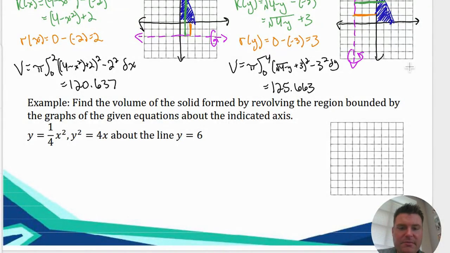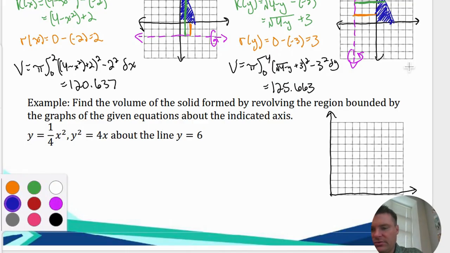Okay, so we're going to find the volume of the solid formed by revolving the region bounded by the graphs of the given equations and the indicated axis. So here we go. First one's going to be a parabola. I'm guessing this is going to be all in quadrant 1. I'm pretty sure that's going to be accurate there. So I'm just going to draw quadrant 1. 1/4 x squared. I'm going to do that in red.